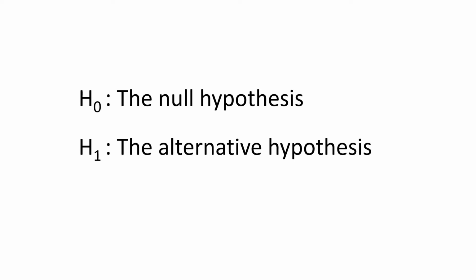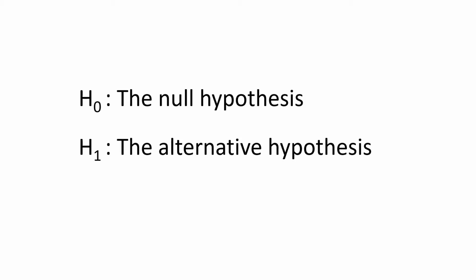The null hypothesis is denoted H0, which we pronounce as H-naught. It represents the idea that there's no relationship between the variables. The alternative hypothesis is denoted by H1. It represents the notion that there is a relationship.